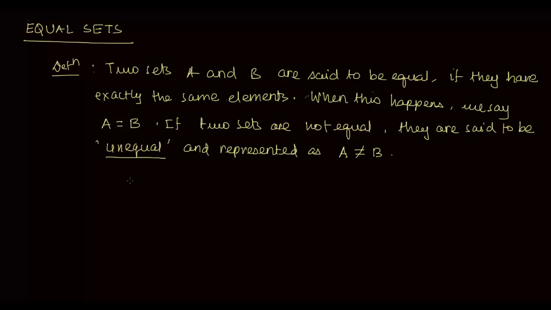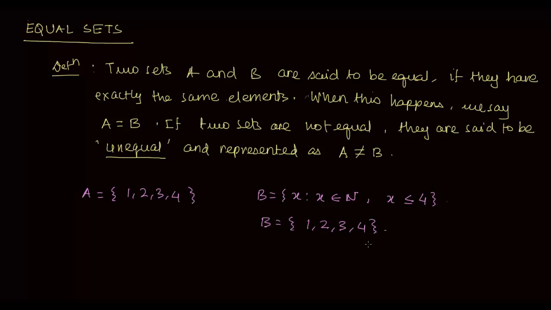Fine? Now, suppose I have a set A which is 1, 2, 3, 4. Okay? And there is another set B which is represented as the set of all x such that x belongs to the set of natural numbers and x is less than or equal to 4. Right? This set is given in the roster form. This set is given in the set builder form. But if you try to convert this into the set builder, or this into the roster, you find that B in the roster format is nothing but the same thing, right? So A is indeed equal to B.